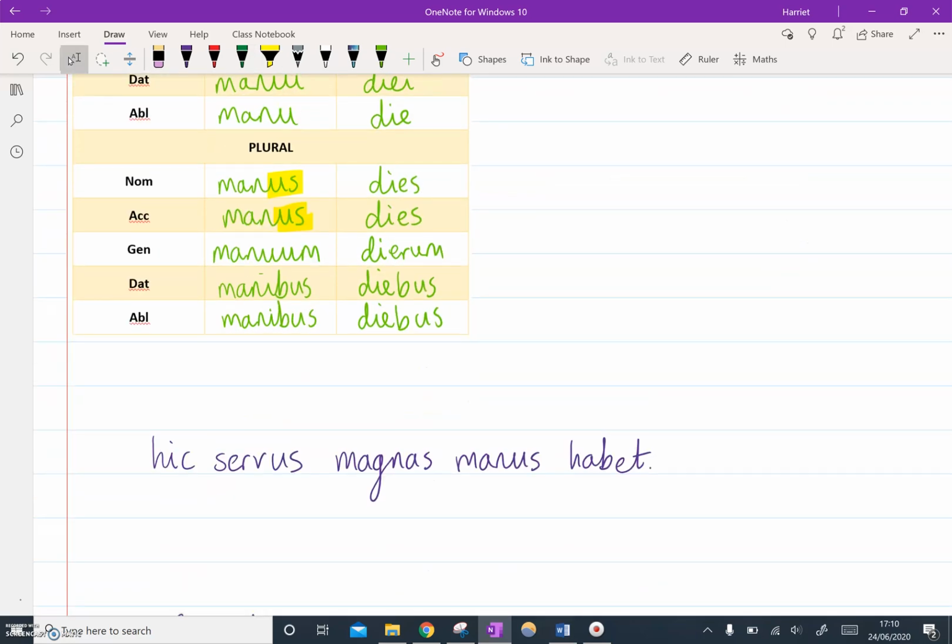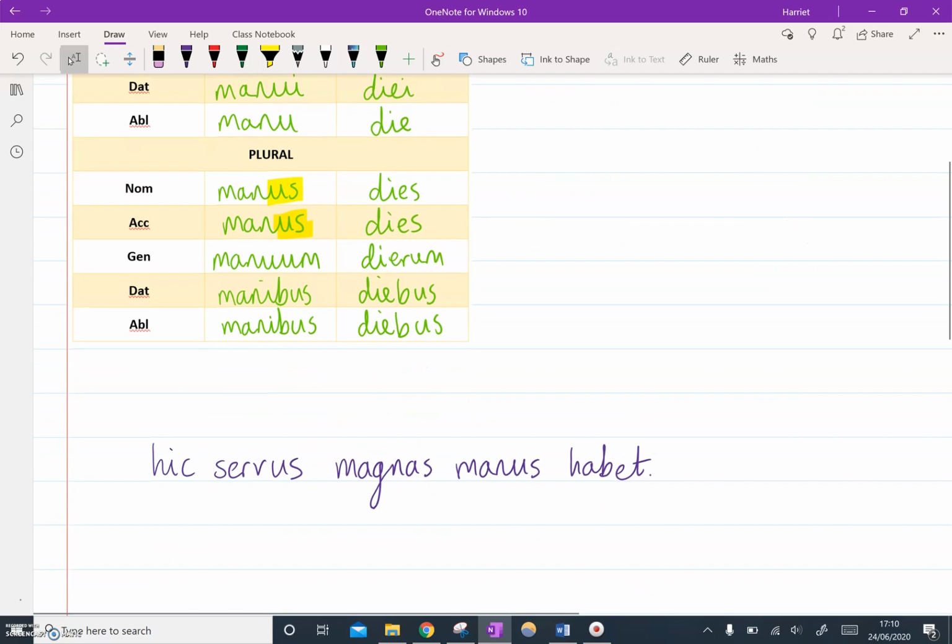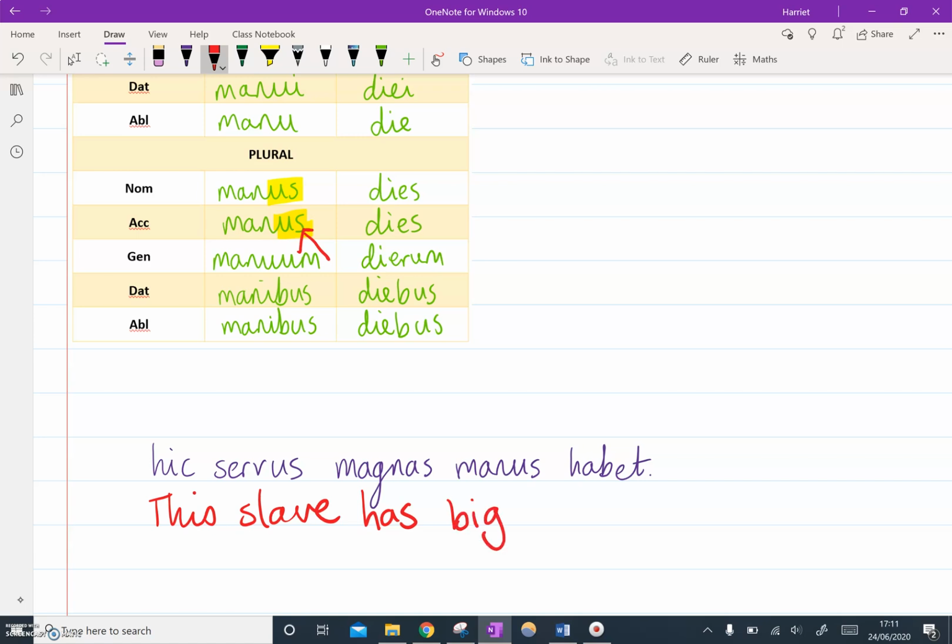So say we were met with a sentence that had the word manus in it, you would have to, as I said, think about the context. So let's look at this example. We've got hic servus, this slave, habet, has, and then we can see that magnas is next to manus. Magnas is going to be agreeing with manus because it's feminine, and we know the word manus is feminine. And as on the end is an accusative plural ending of the first declension. So that must mean that manus is also accusative plural, which makes sense because it's this one here. So this slave has big hands.